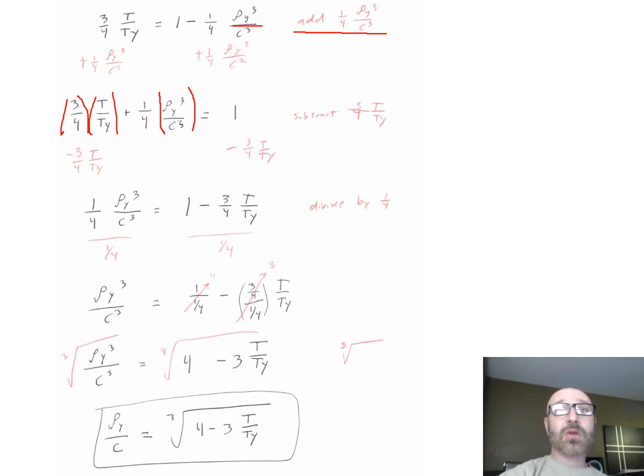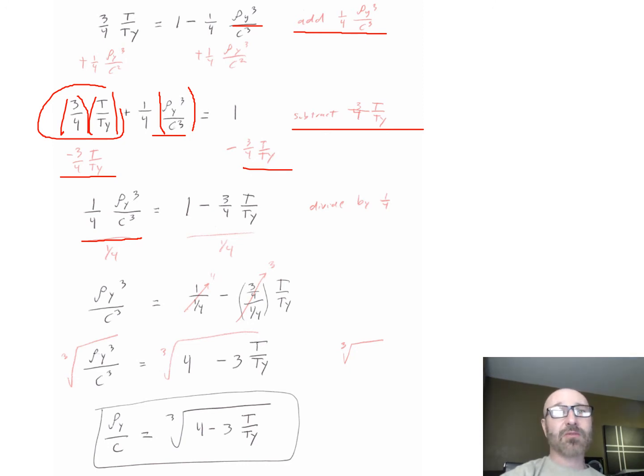So then what I want to do now is I'm going to go ahead and look at this right here, and I can say, well, I've got this right here. Let's get that on the other side to get this by itself right there. So I subtract this over the other side there, minus 3/4 of T over T sub y. And it leaves me just now with this 1/4 rho sub y to the third over c to the third right there is equal to 1 minus, and I have this over here now, 3/4 of T over T sub y right there.